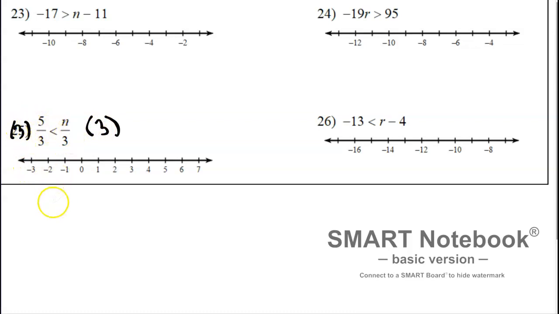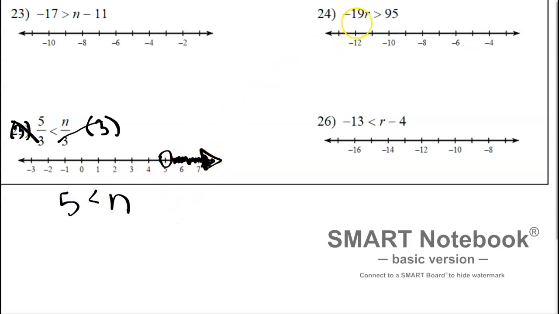So we'd be left with, it would cancel here and here, so we have 5 is less than n. Remember what I told you guys, it's always helpful to read it with the variable first. So this is n is greater than 5, so I'm going to go to 5. Should I close it? No, open circle. And n is bigger than 5 over here, bigger, and it keeps going.